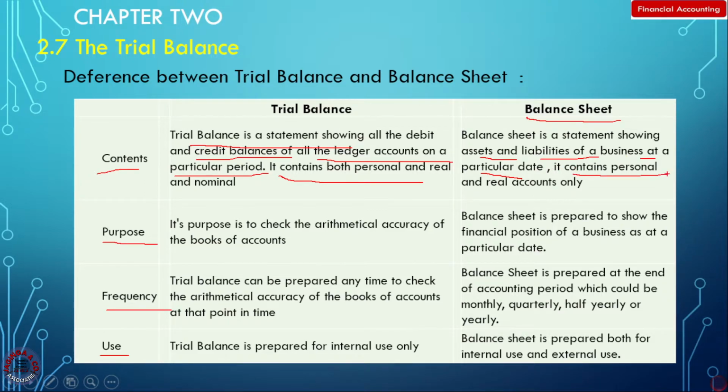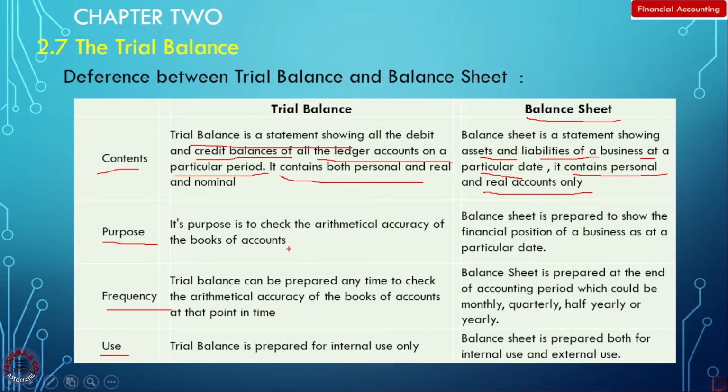It contains personal and real accounts only. Remember, personal accounts were accounts of persons and real accounts were accounts of property. So it contains personal and real accounts only. Remember, the trial balance also contains the nominal accounts, accounts like expense accounts, losses accounts, and income accounts. So again, we have a difference in terms of purpose.